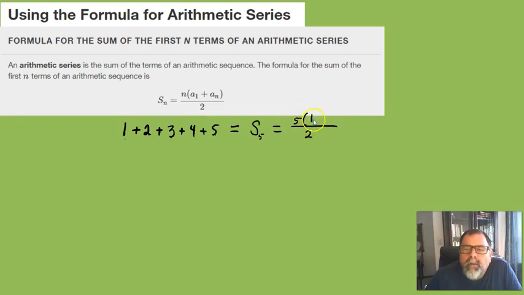A sub 1 is 1. A sub 5 is 5. 5 times 6 divided by 2. 30 divided by 2 is 15, which is, again, 6 times 2 is 12, plus 3 is 15. So you get the same answer.